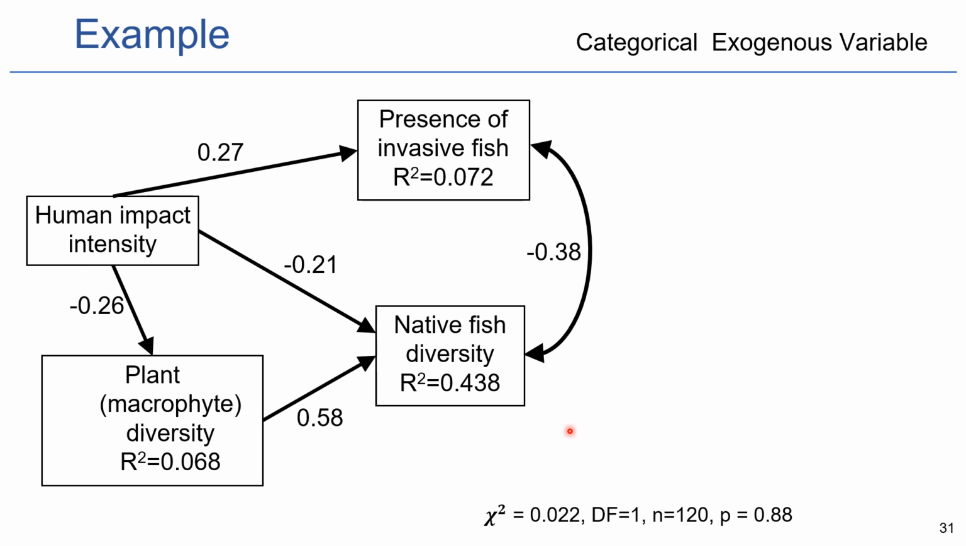What we see here, we see that human impact intensity affects native fish negatively, and this is a direct effect, but it also affects them indirectly by reducing plant diversity. And it affects positively the presence of invasive fish. But also we see a negative correlation between native fish and invasive fish, meaning there is some kind of competition or there are some other factors affecting these two variables.